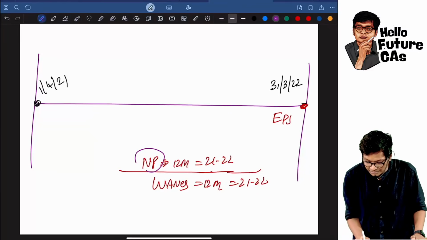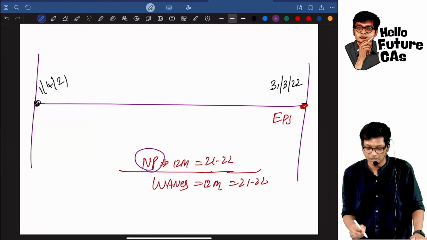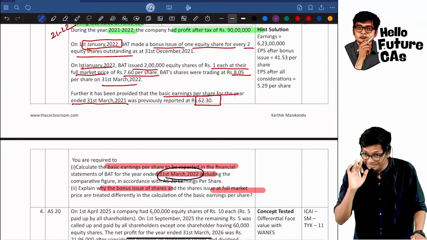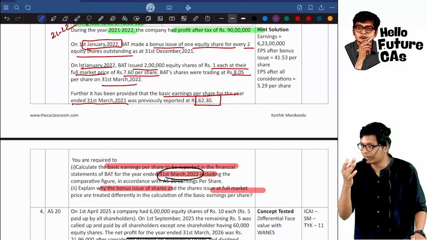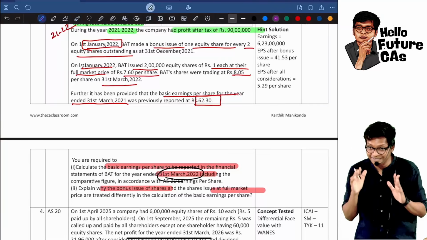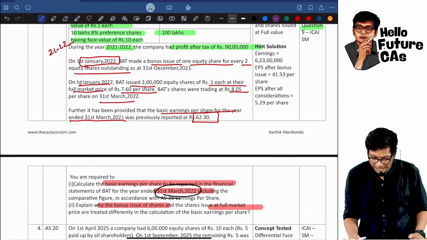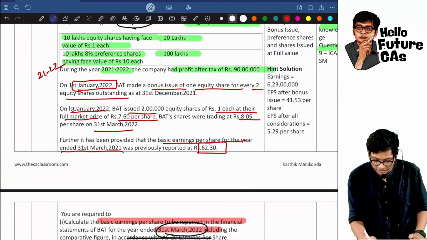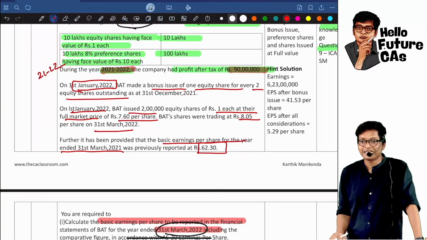Generally in all the sums, net profit will be given. In this question, have they given net profit? This is an ICA sum, guys. Don't think it is an exam sum and panic. This is an ICA sum. Test your knowledge. Yes, they have given it. Net profit for 21-22 is 90 lakhs.